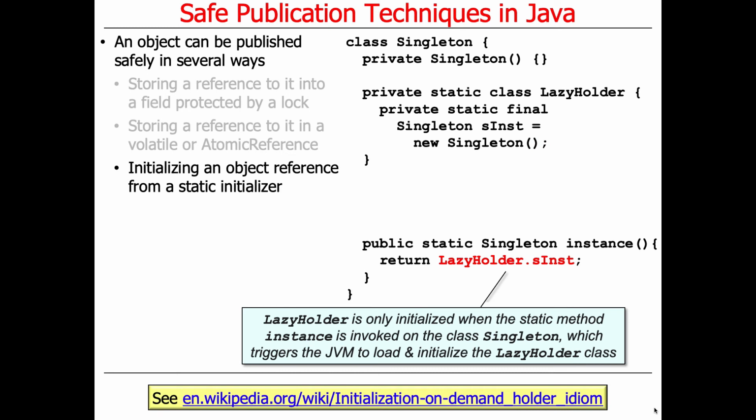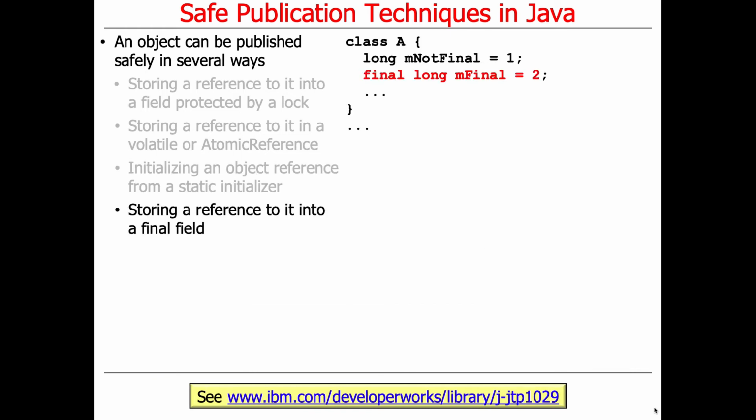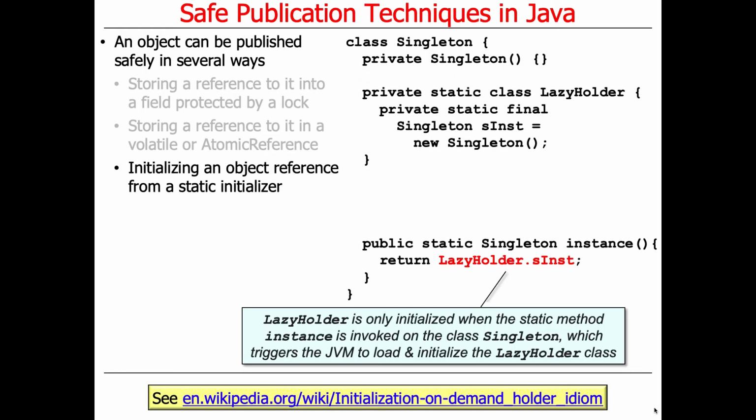And so lazy holder will be initialized when the static method instance is invoked, which will trigger the virtual machine to load and initialize the lazy holder class. And that's also done atomically. The nice thing about that is it'll work in any version of Java.